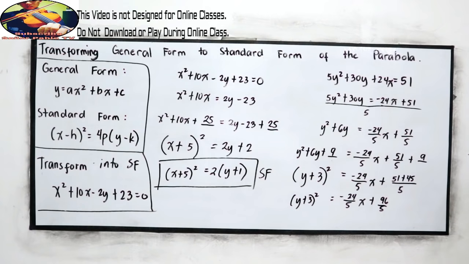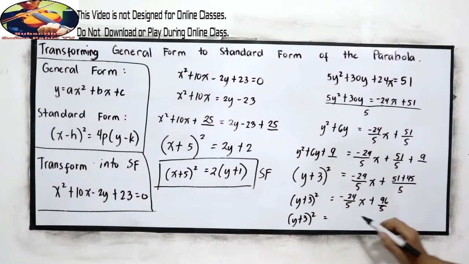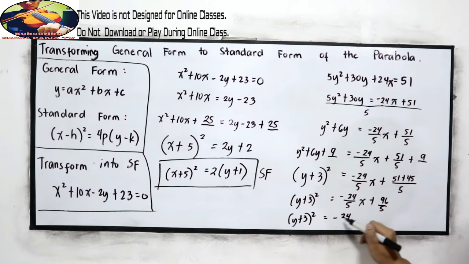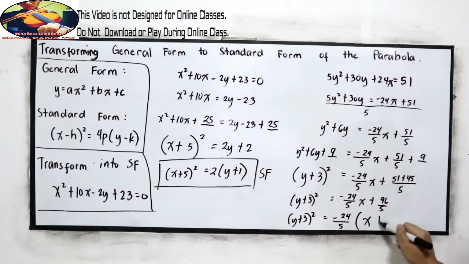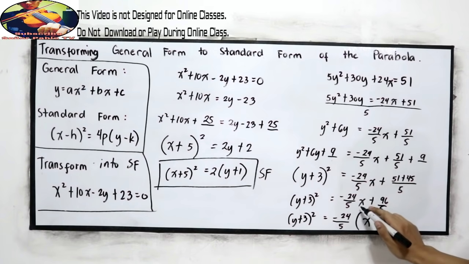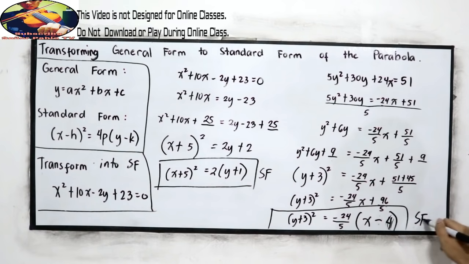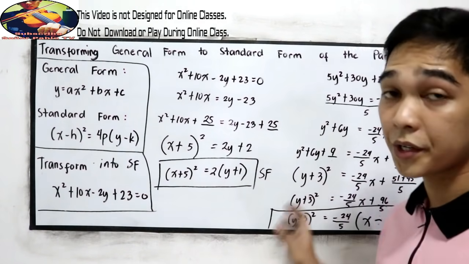And now, get the common factor. So copy y plus 3 raised to 2 is equal to, the common factor is negative 24 over 5. So we have now x plus 96 divided by negative 24. Since we have negative here, this will become negative, because negative times negative will give us positive. 96 divided by 24, that is 4 over 1, or simply 4. This is now our standard form. That's on how to convert general form to our standard form.